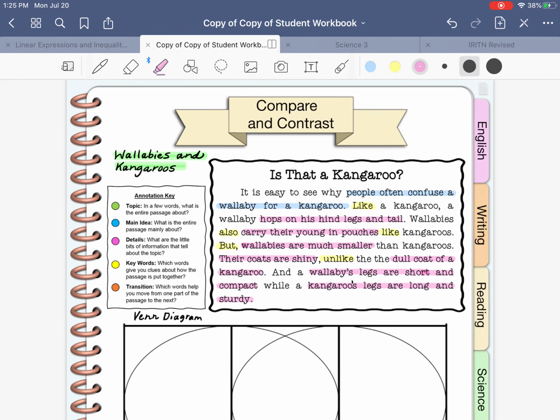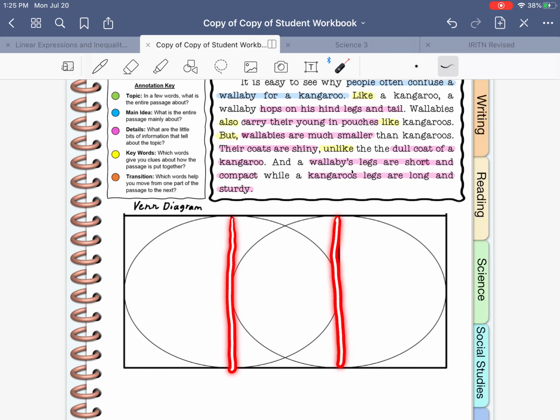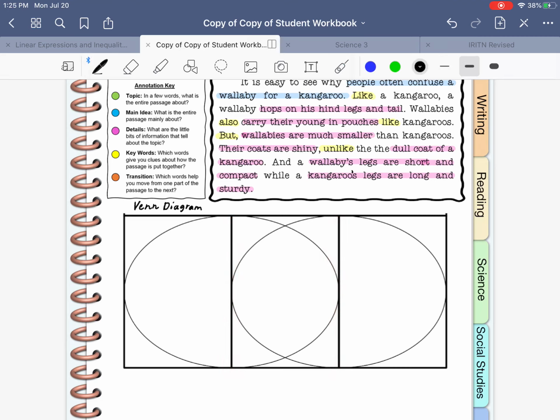Now let's organize this information, and this is where the Venn diagram comes into play. If you've watched the assembly video, you should cut on these lines. Just make sure you've cut those so those doors will raise up. With a Venn diagram, the middle is always the both. This is how the two topics or subjects are alike. So both wallabies and kangaroos will be the label for this middle piece.